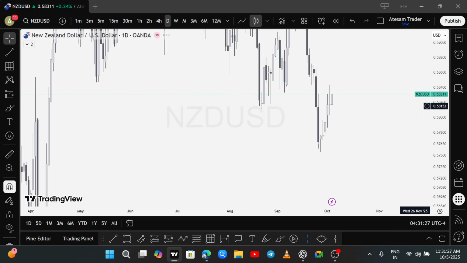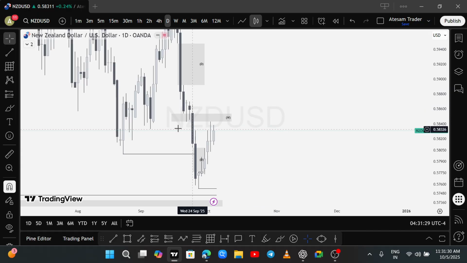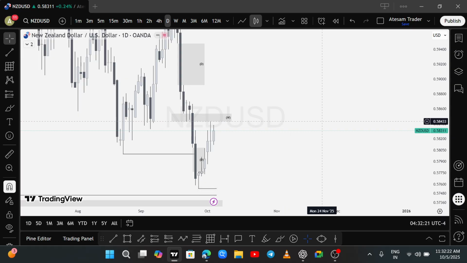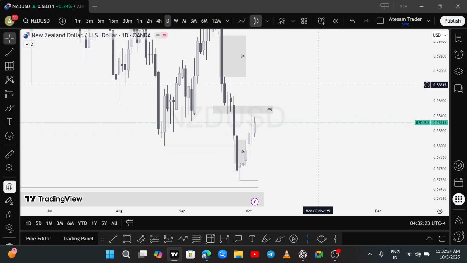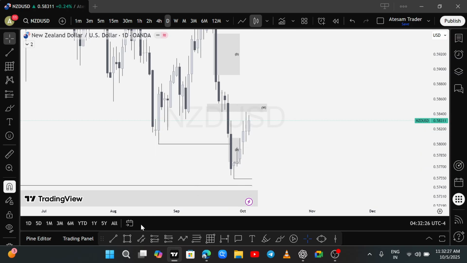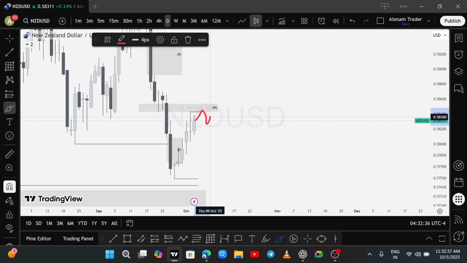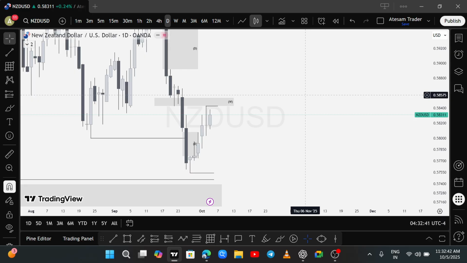Okay, come to the daily. What do we have in daily? We have sorry, I had to pause because my manager came. Okay, so what do we have daily? We have these highs. So basically, I am expecting price should open and form the weekly candle here. Then we can look to target the downside. So yeah, bearish on the NZD USD also.